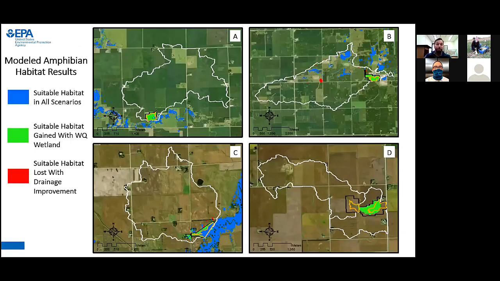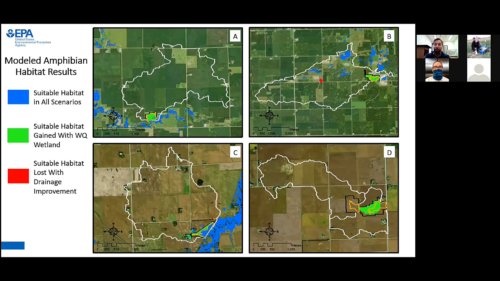So here are amphibian habitat model results for 4 example catchments. Just as a reminder, we modeled 37 catchments throughout the Des Moines lobe, and so these are just 4 example catchments. Blue pixels here indicate suitable amphibian habitat in all the scenarios, while green pixels indicate additional amphibian habitat due to the addition of the water quality wetland. And then finally, red pixels indicate the loss of suitable habitat due to modeled drainage improvements.